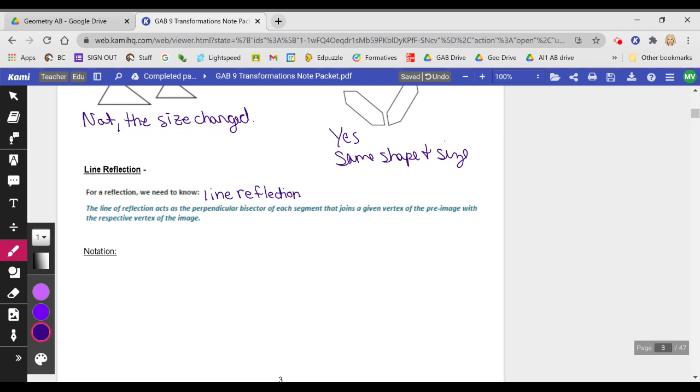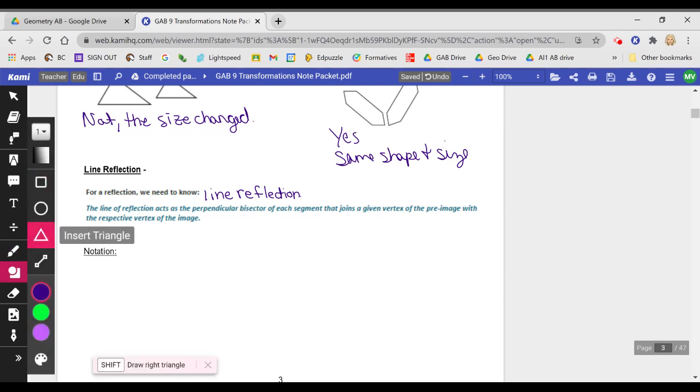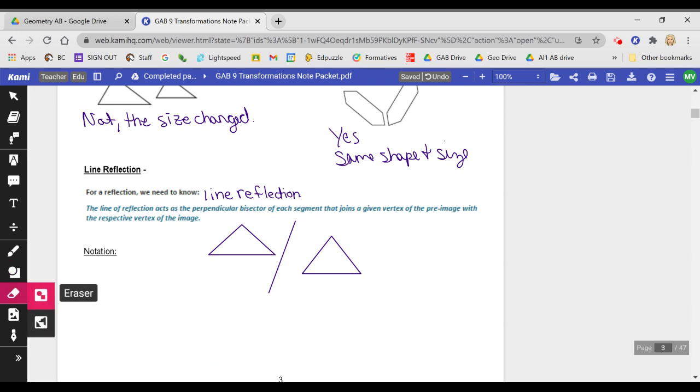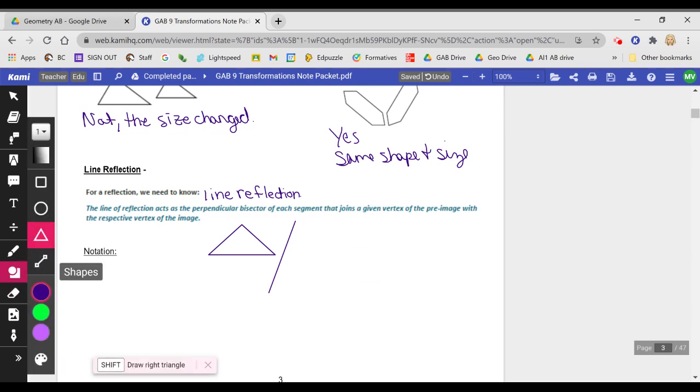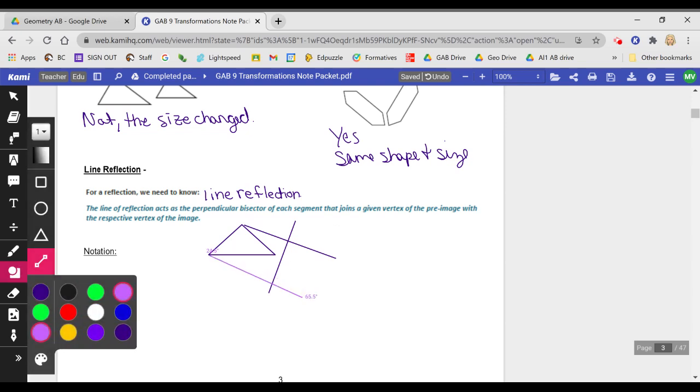So what we're talking about here is if I have a triangle and I reflect that over a line, I get a new triangle such that when I connect each point to the new point with a line, that line of connection is the perpendicular bisector. So each point would have a line associated with it, and the line of reflection is the perpendicular bisector.